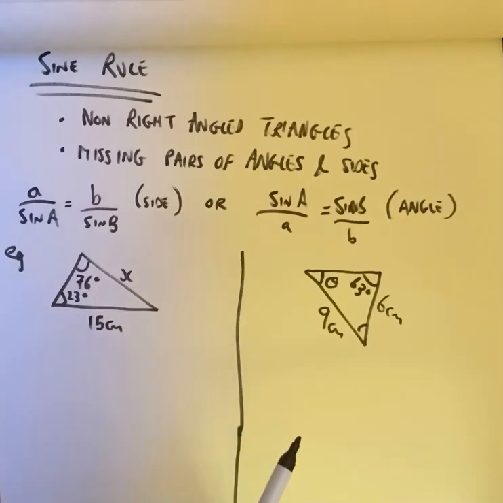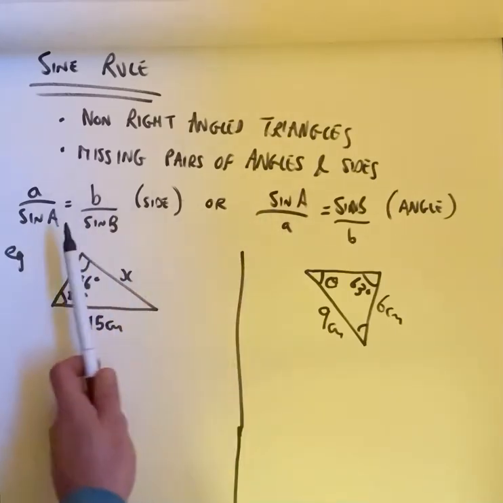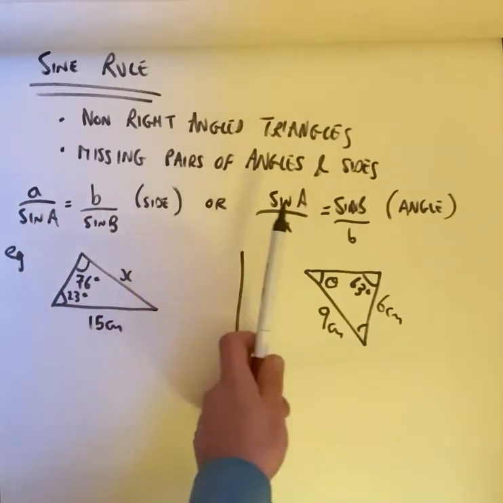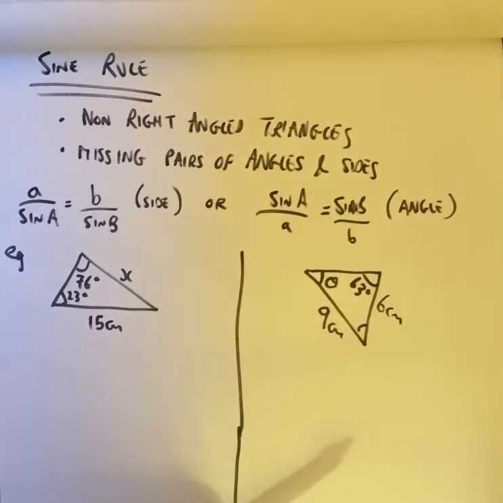This is where you have 2 pairs, and again there's 2 versions. One is just the reciprocal of the other. So you want the lowercase letters on the top if it's finding a missing side, and you want the information with sine of the angle and sine of the other angle on the top if you're finding a missing angle. So again, I'm going to go through 2 examples and we're going to see if we can solve these.